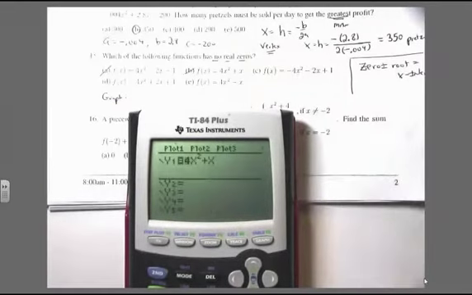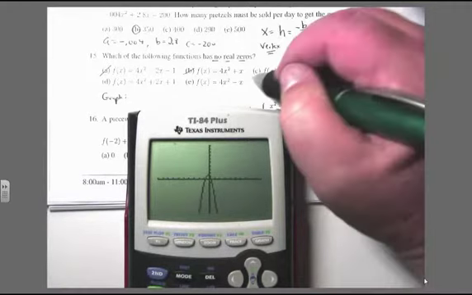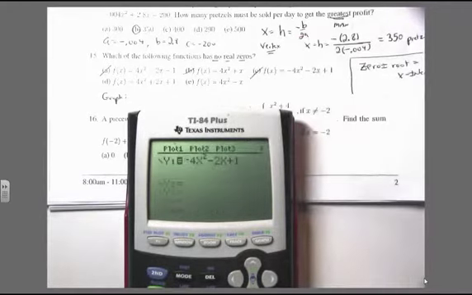Y equals, try this one. Negative 4x squared minus 2x plus 1. Does this thing have an x-intercept? Sure does. How many? 2 of them. No, that's not it. Let's go to y equals, next guy.